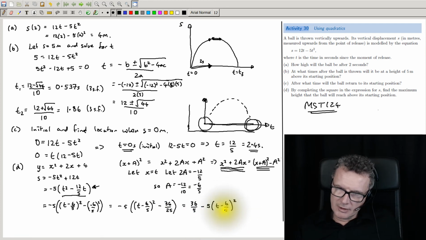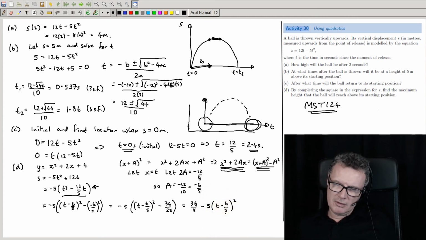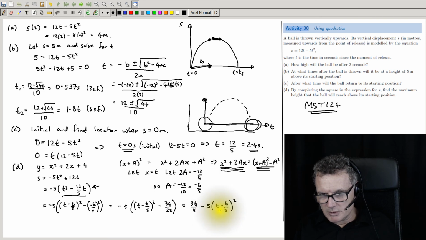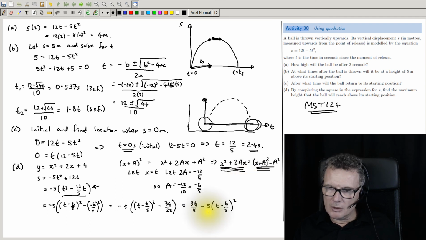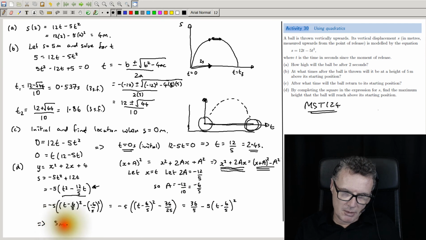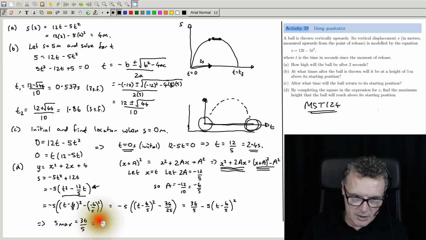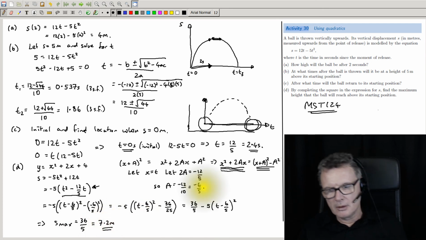Squared. Now the thing about this bracket here is that whatever t equals, t can go from minus infinity to plus infinity. However, this number here will always be positive. So I'm always going to get 36 divided by 5, take away minus 5 times a positive number. So it follows that the maximum height will be given at this value here. Therefore, S max equals 36 over 5, which let's do in decimals, 7.2 meters. Okie dokie.